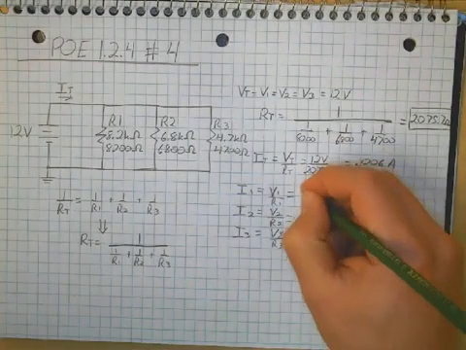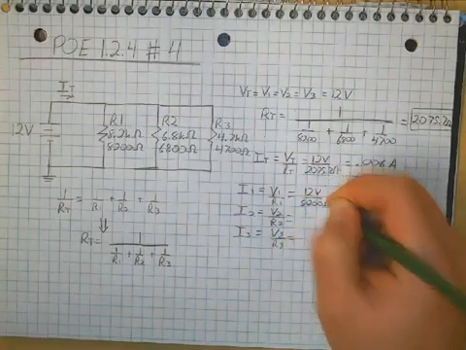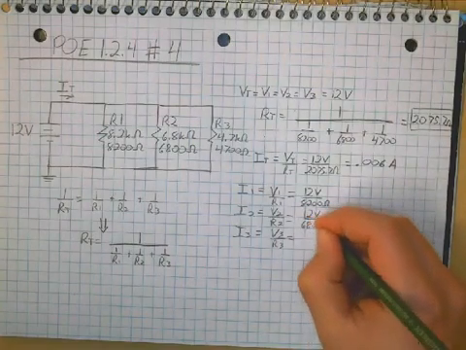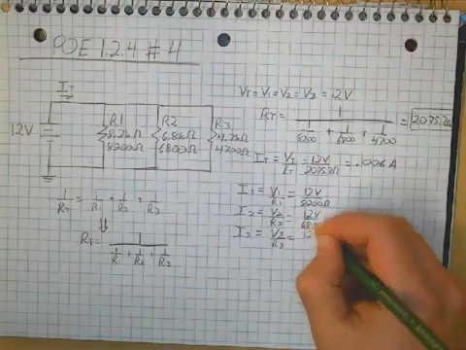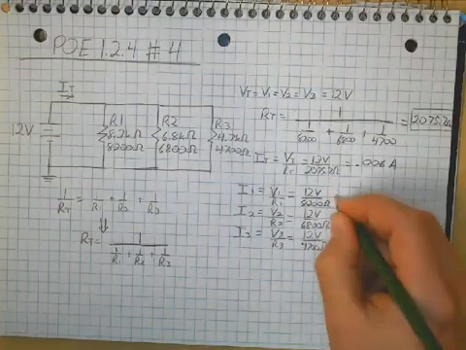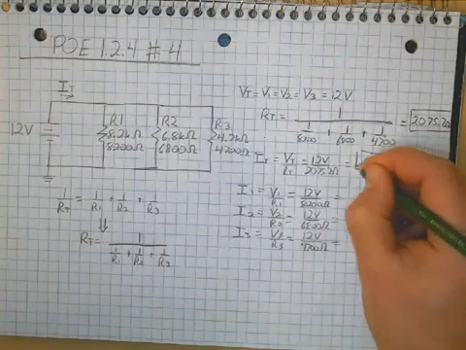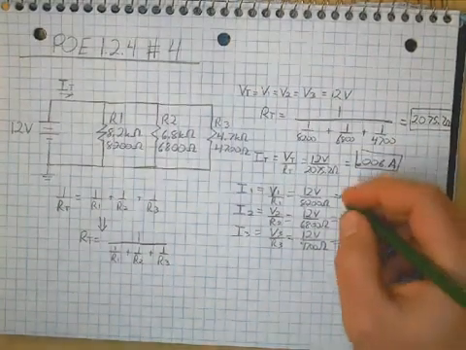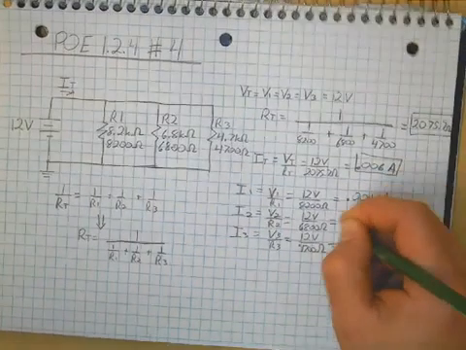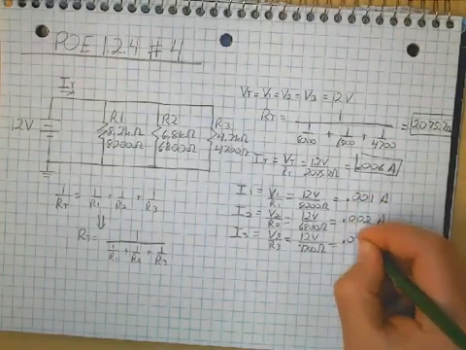We'll say 12 volts divided by 8200 ohms. 12 volts divided by 6800 ohms. 12 volts divided by 4700 ohms. And our final answers for those end up being 0.001 amps, 0.002 amps, and 0.003 amps.